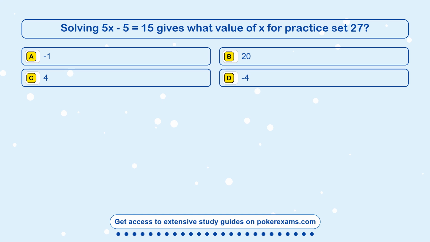Question 9. Solving 5x minus 5 equals 15 gives what value of x for practice set 27? Option A, minus 1. Option B 20. Option C 4. Option D, minus 4.